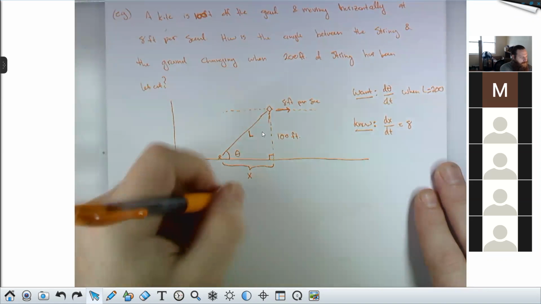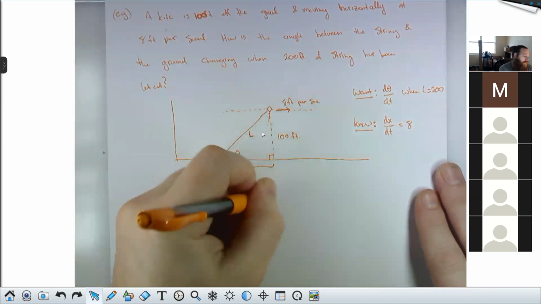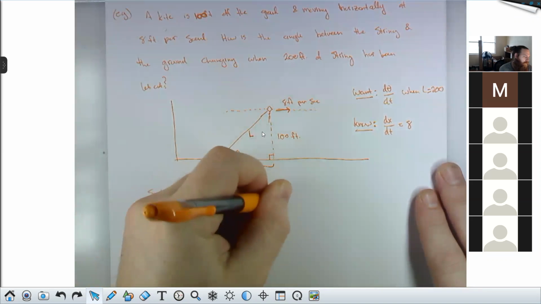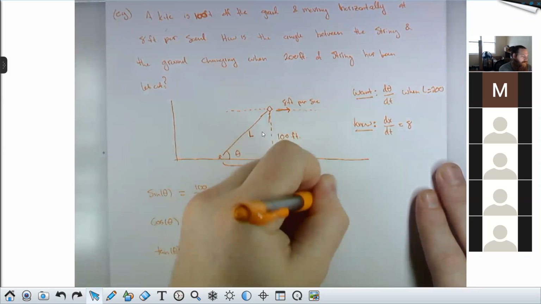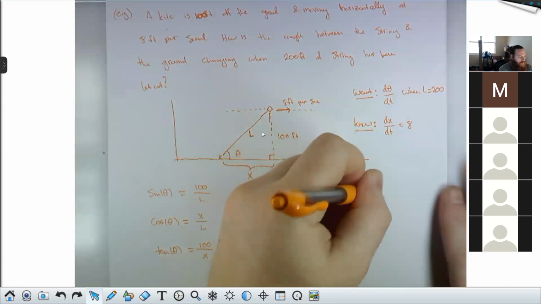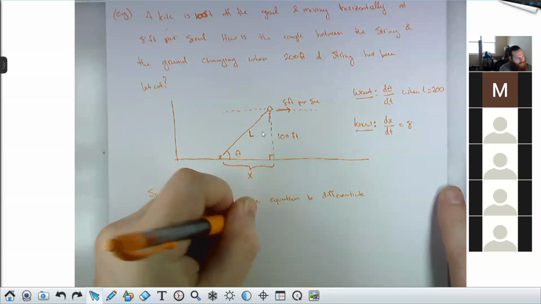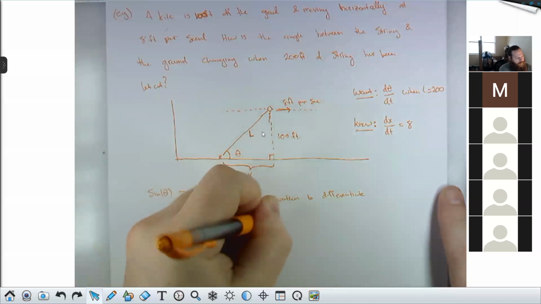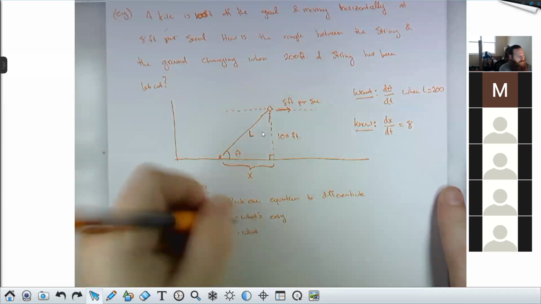So we have to pick which trig function to use. Pick one equation to differentiate on both sides. You want to ask yourself what's easy and what gives me what I need.